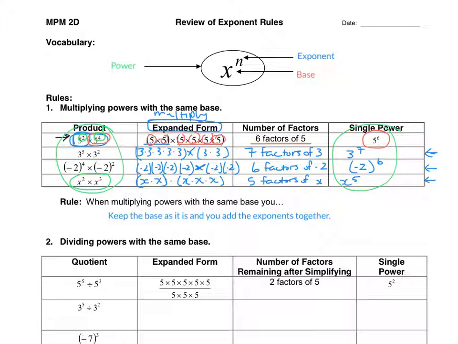Now we're dividing powers with the same base. Again, we're going to write things in expanded form. We're going to state the number of factors that remain after simplifying, and then we're going to write as a single power. So the first one, again, has been done for you. We have a base of 5, and we have 5 factors of 5 being multiplied. So 5 to the exponent of 5 is this 5 times 5 times 5 times 5 times 5.